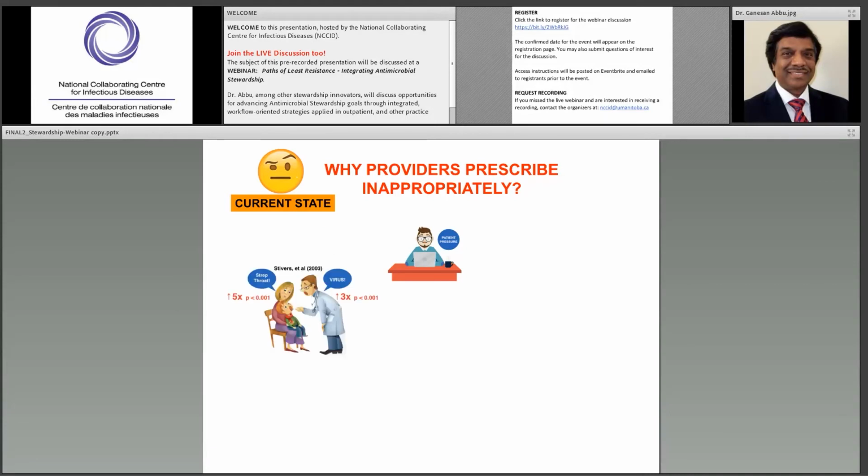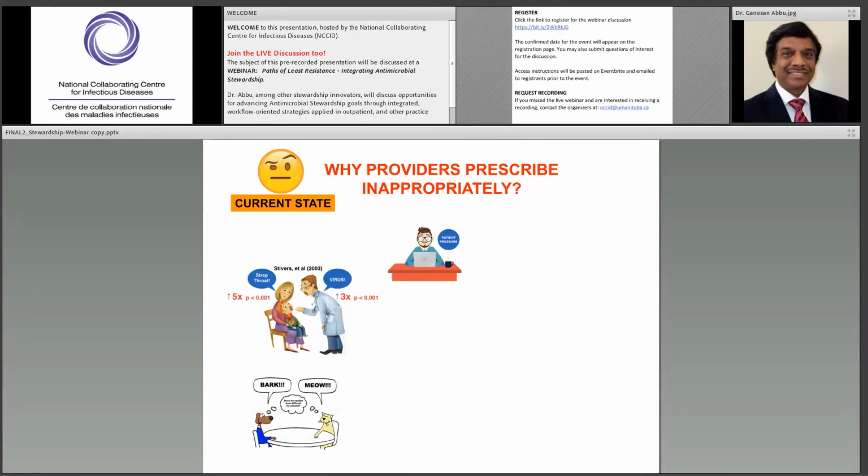Prescribers are also of the opinion that they are very good at predicting which patients are demanding antibiotics. The reality is that we don't have a clue. This study by Stivers et al. in 2003 showed that a parent who suggests a candidate diagnosis is 5 times more likely to walk away with a prescription. Similarly, if a parent challenges a diagnosis, then they are 3 times more likely to get antibiotics.